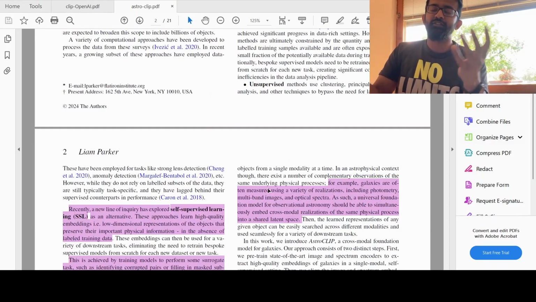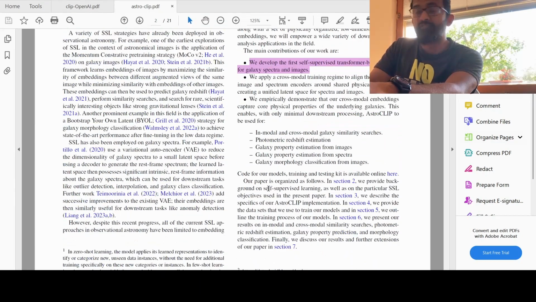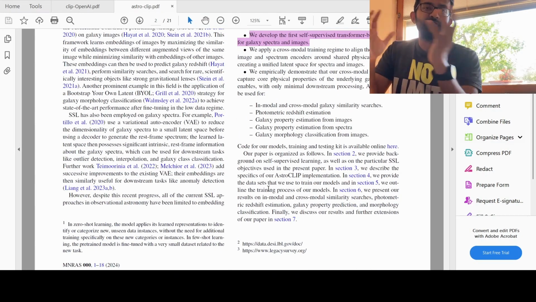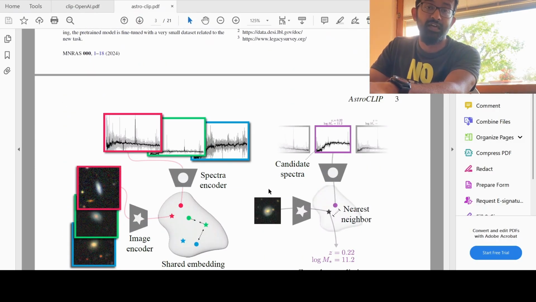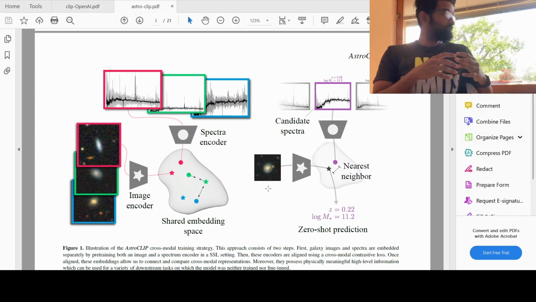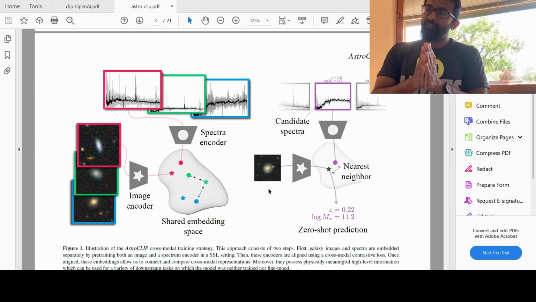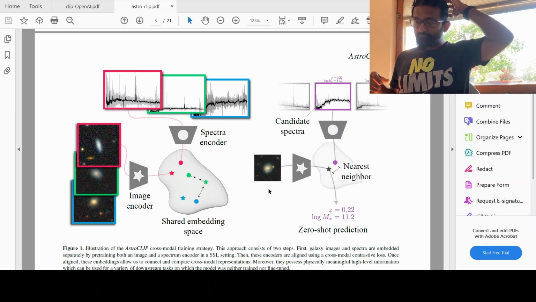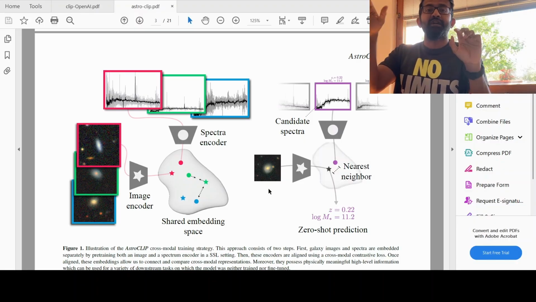Let's look at the paper. I highlighted it, so this is how I usually read. But anyway, let's go to the most representative part of the paper, which is the image like what you have seen before in CLIP. Let's look at this. Sorry, it's my cat. So now we have this joint space of image and spectra.